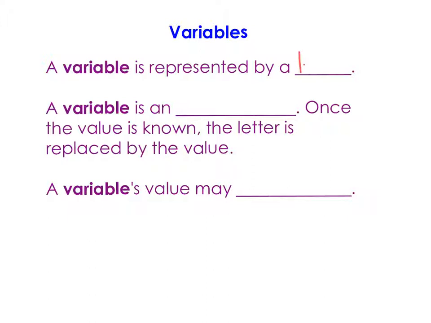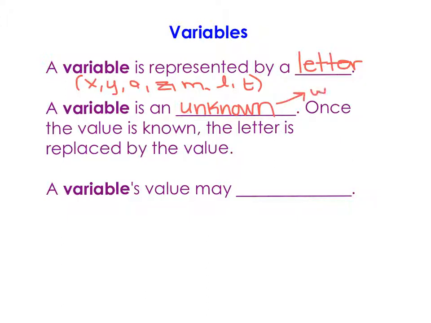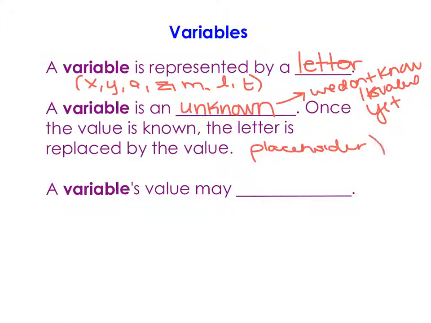First, a variable is represented by a letter, and this can be any letter. Most commonly, you'll see probably X and Y, but this could also be A, Z, M, L, T, whatever you want it to be. So a variable is represented by a letter. A variable is what's known as an unknown. Essentially, we don't know its value yet, or we don't know its value right now. Eventually, there will come a time where the value will be known and the letter will be replaced by its actual value. But for right now, we're basically using that variable as a placeholder. That's pretty much what it is.